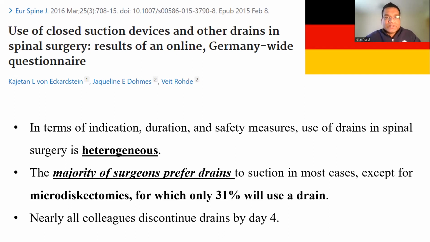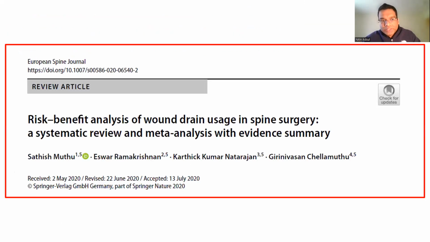And this is a paper from Germany showing that in terms of indication, duration, and safety measures, use of drain in spine surgery is heterogeneous. The majority of the surgeons in Germany prefer a drain. Even in microdiscectomy, 31% of the surgeons put a drain.